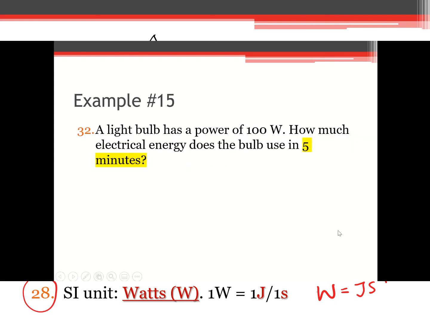Do you notice I highlight something important? The light bulb has a power of 100 watt. So this is my power, this time is given. How much electrical energy does the bulb use in 5 minutes? This time energy is what? 5 minutes, well, this is my T. And 5 minutes, you must be very sensitive to this. 5 minutes doesn't look like the correct unit. You have to change it to second.